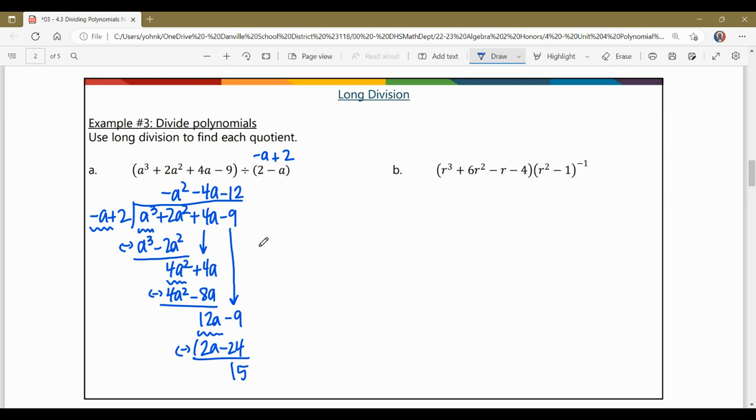To write your answer to the long division problem, you're going to write what you had up top: negative a squared minus 4a minus 12. Then since this 15 is positive, you're going to put plus, and you're going to put the 15 over whatever it was that you were dividing by. In this case, 2 minus a. If we had a negative 15 left over, then we would put a minus 15 over 2 minus a.